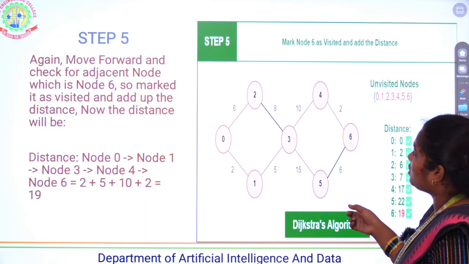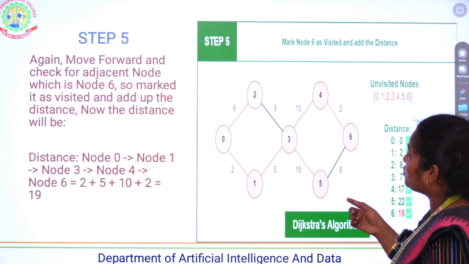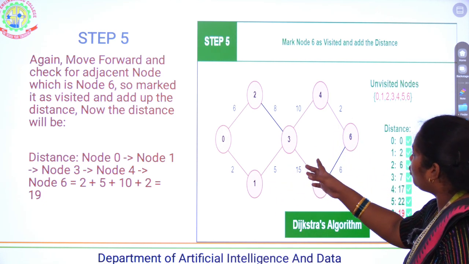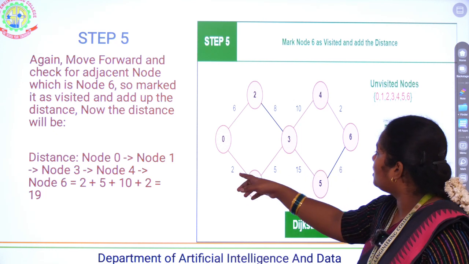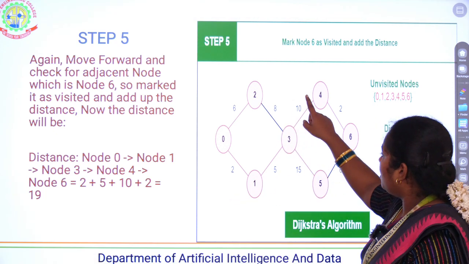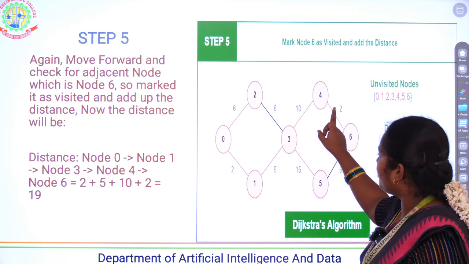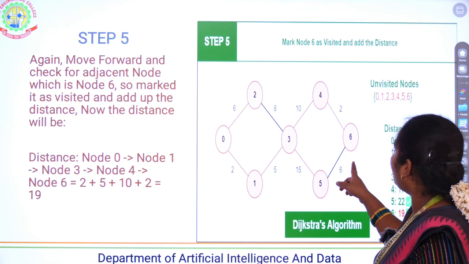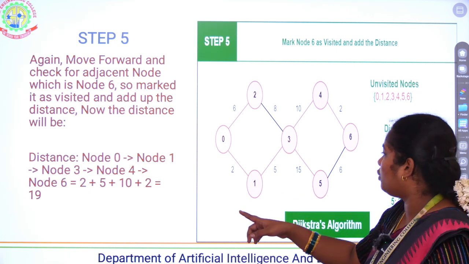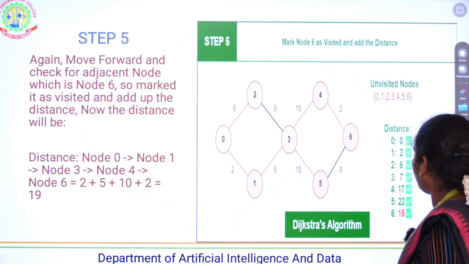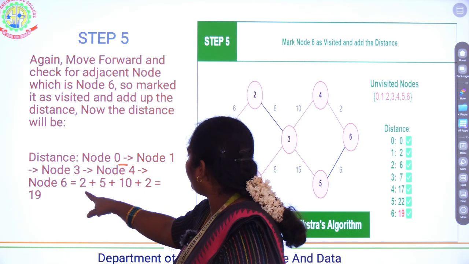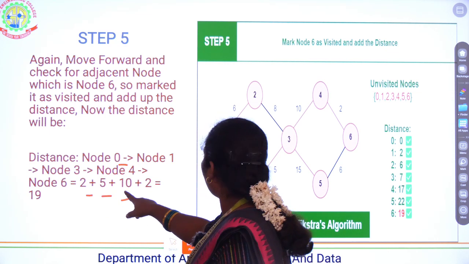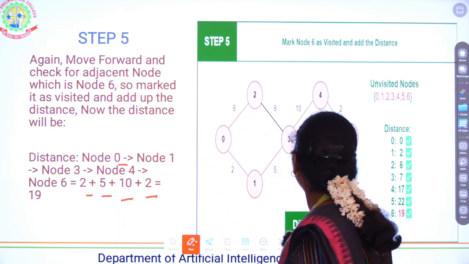Again move forward and check for the adjacent node, which is node 6. Mark it as visited and add up the distance, and the overall value will be 19. The overall weighted graph values will be added as 2 plus 5 plus 10 plus 2, which is equal to 19. Then mark node 6 as a visited node and add the distance, the value of 19. Node 0 value is 2, node 1 value is 5, node 3 value is 10 and node 4 value is 2, which is 19.